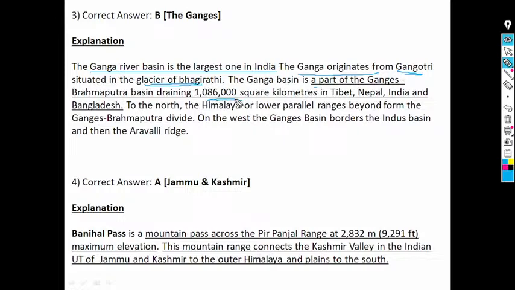Brahmaputra basin is near about 10,86,000 square kilometers in Tibet, Nepal, India and Bangladesh. To the north, the Himalayas or the lower parallel ranges beyond form the Ganga Brahmaputra divide. On the west, the Ganga basin borders the Indus basin and then the Aravalli ranges.